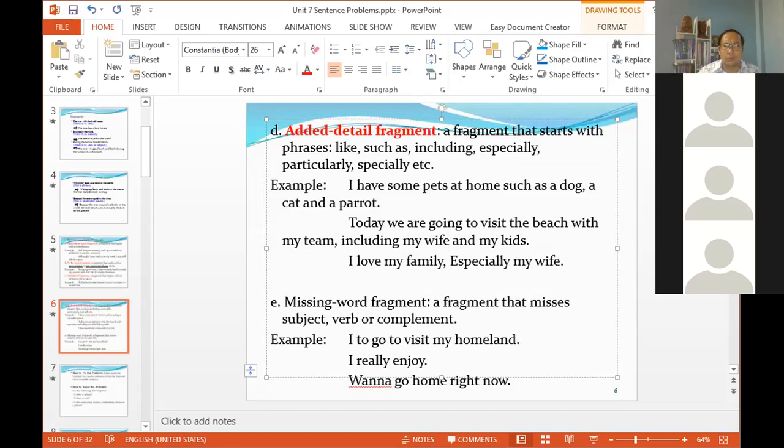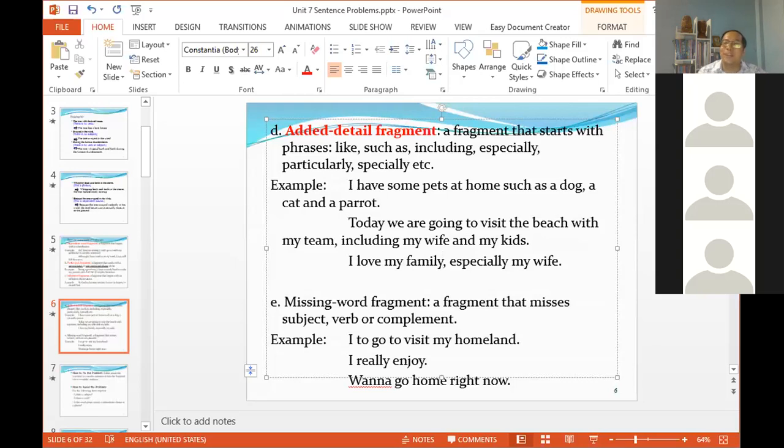Father. Family. I love my family, especially my wife in there. Okay, I love my father. I love my neighbor, especially my wife. There's a way.